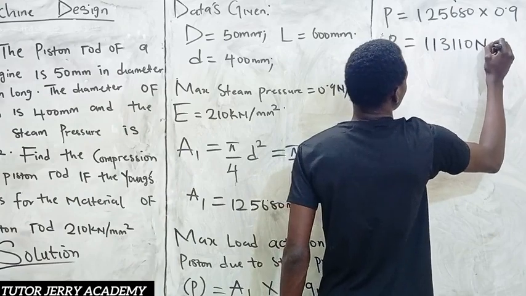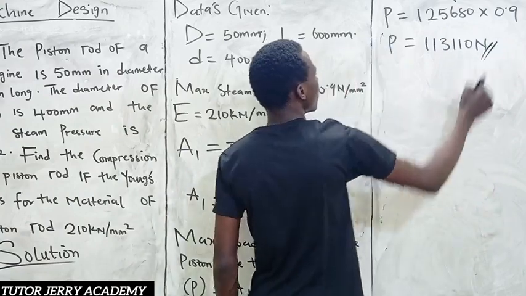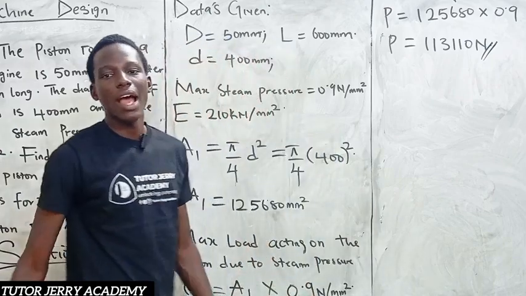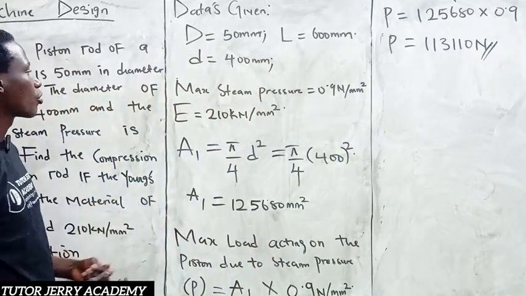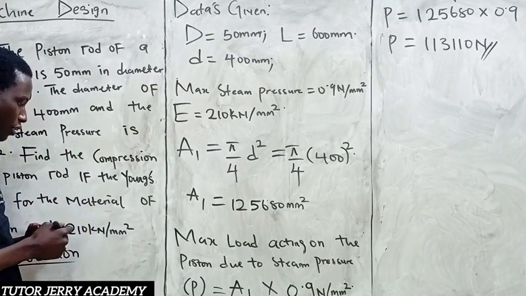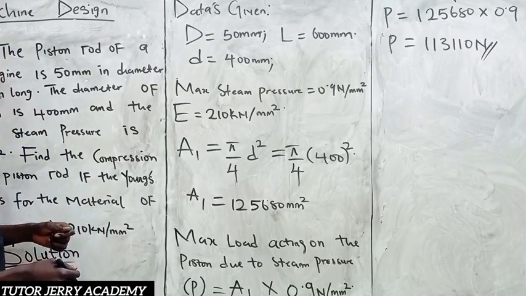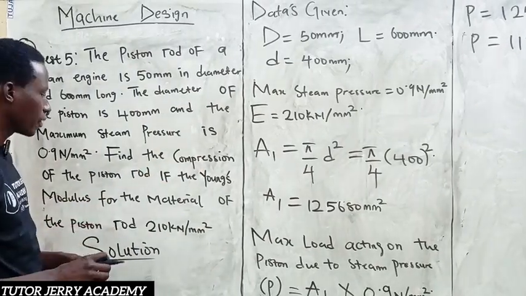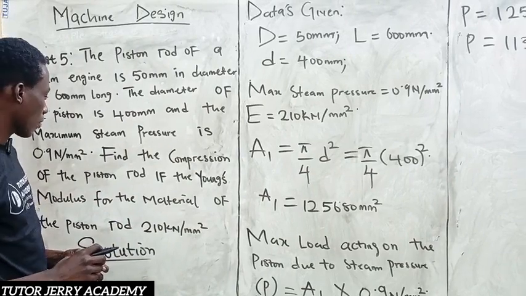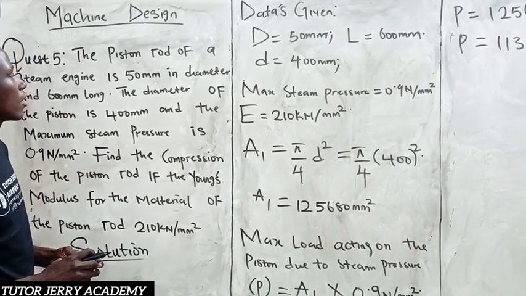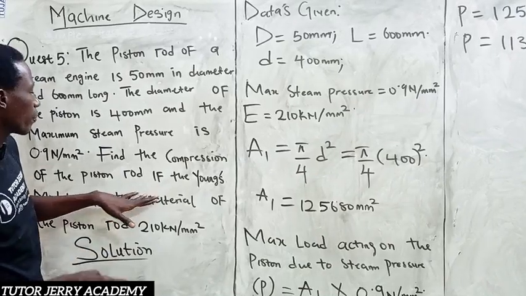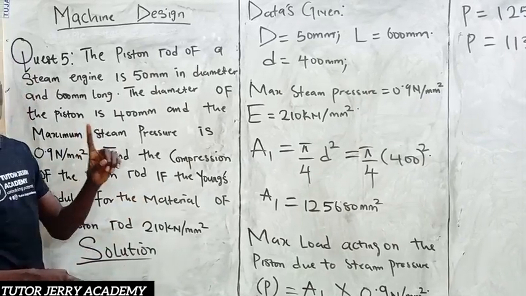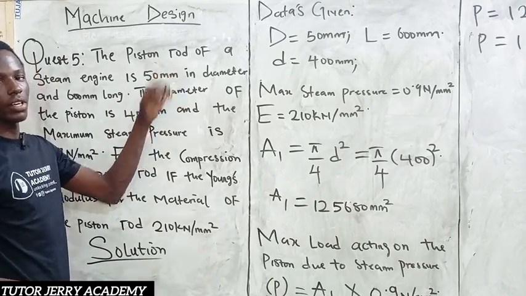So we have 113,110 Newton. So this is the maximum load acting on the piston due to what? Due to our steam pressure. Now we can go ahead and find the compression of the piston rod. But before we do that, in order to find the compression of the piston rod, we need the area of the piston rod.